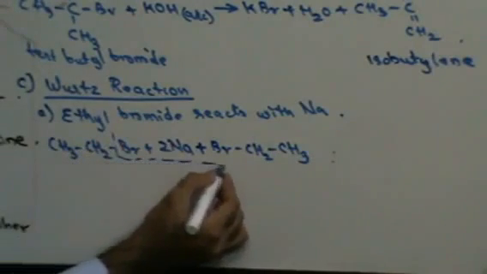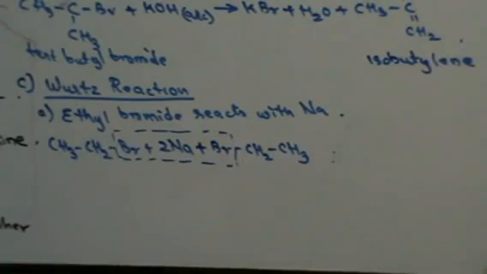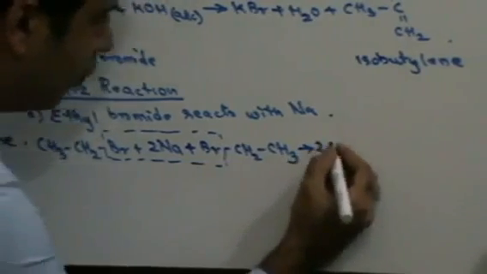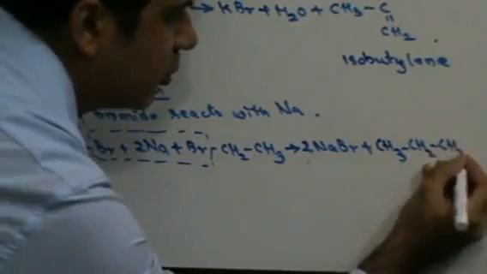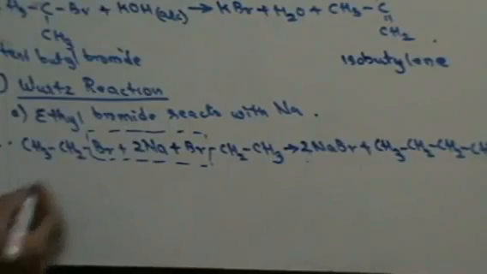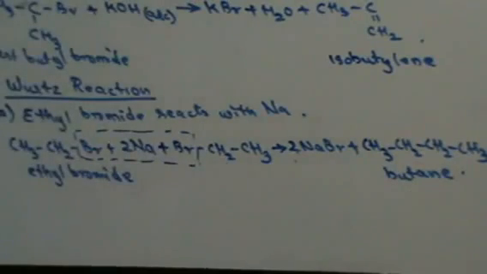So the 2 Brs will react with the 2 sodiums to form 2 NaBr plus CH3CH2CH2CH3. This was ethyl bromide, and there you get 4 carbon atoms, that is butane. Wurtz's reaction is a method of converting alkyl halide into alkane.